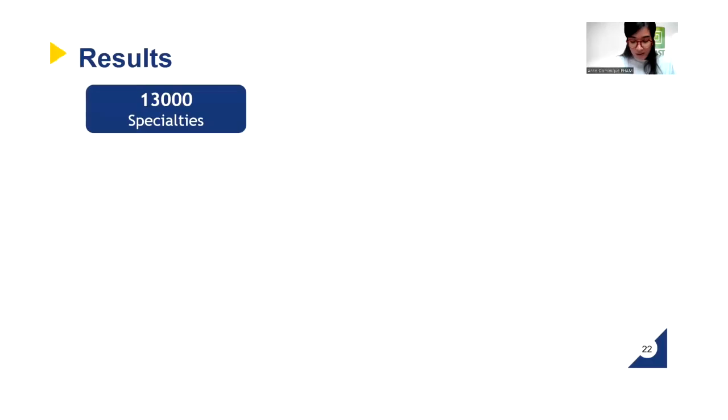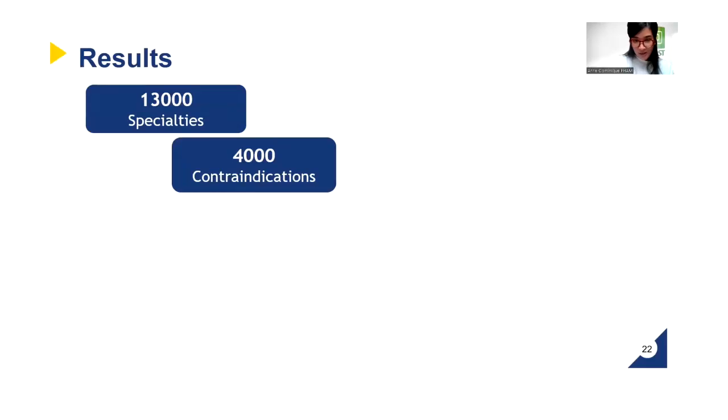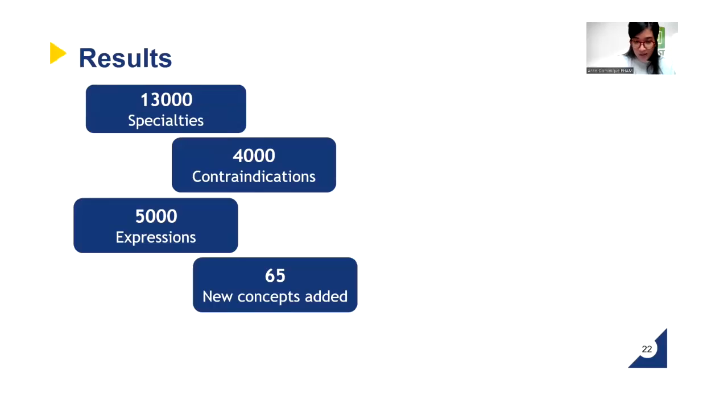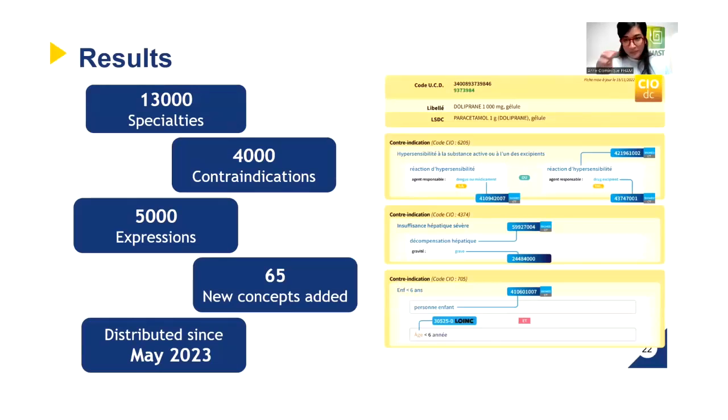So now this metathesaurus of drugs covers 13,000 specialties. It documents 4,000 contraindications, which represents more than 5,000 expressions translated in SNOMED and LOINC. Through this process, 65 new concepts were added to the international edition, and it's been in distribution since May 2023. And on the right side of the slide, you can see a screenshot of the CIODC Metathesaurus viewer.